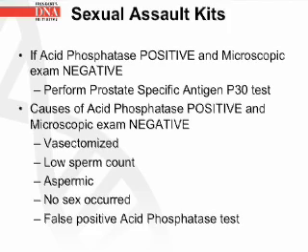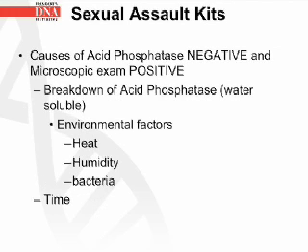If the acid phosphatase test is positive and microscopic exam is negative, then you should perform the prostate-specific antigen P30 test. Causes of acid phosphatase positive and microscopic exam negative are vasectomized male, a low sperm count, aspermic, no sex occurred, or false negative on the acid phosphatase test.